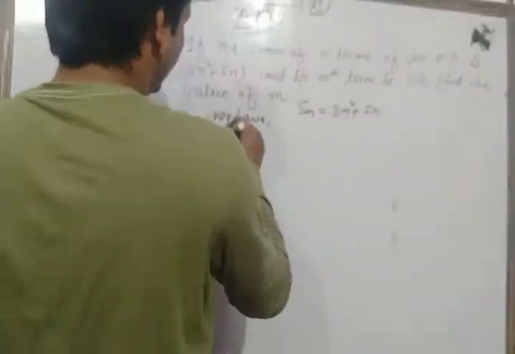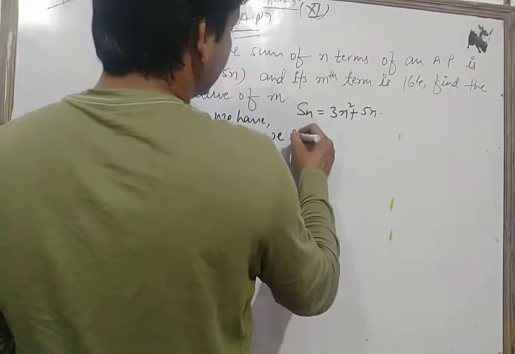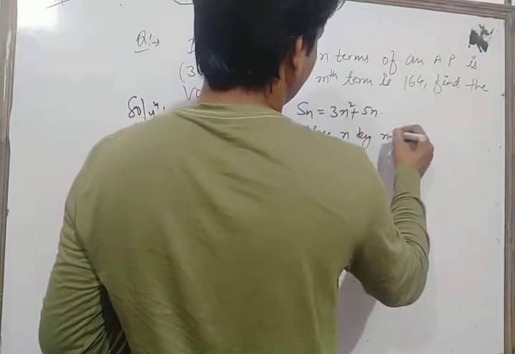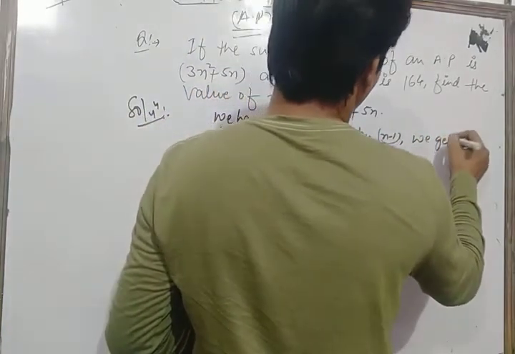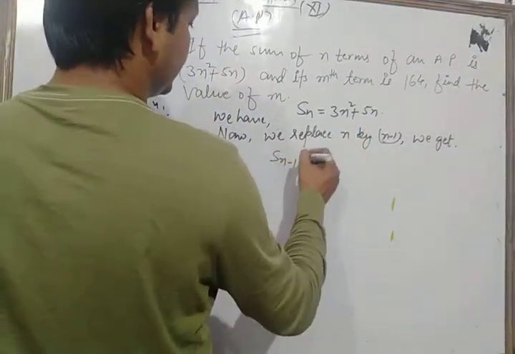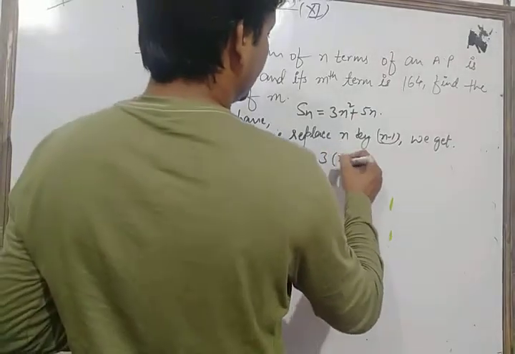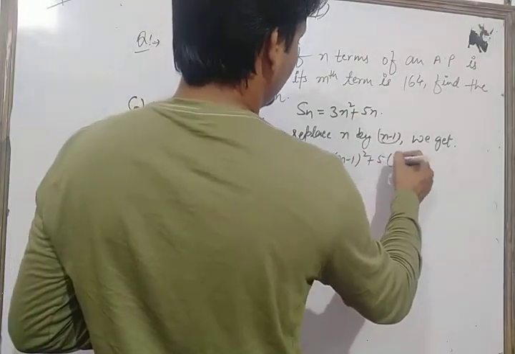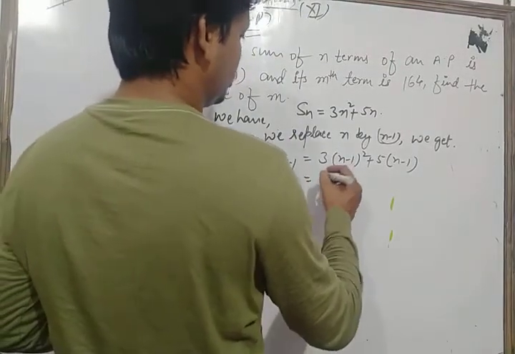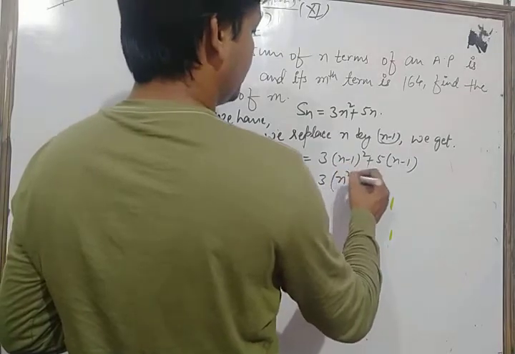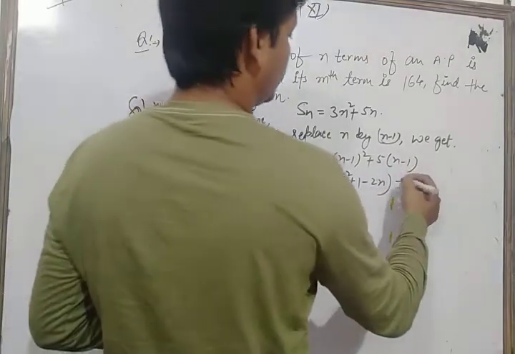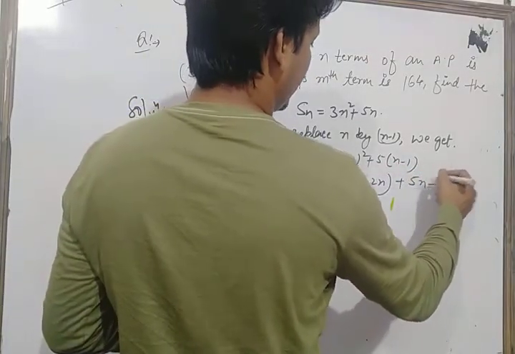Now we replace n by n minus 1. If we replace n by n minus 1, then Sn minus 1 is equal to 3 into (n minus 1) whole square plus 5 into (n minus 1). Okay, so Sn minus 1 is equal to 3 into (a square plus b square minus 2ab), meaning minus 2n, same as before. Now we multiply 5 by (n minus 1), which gives 5n minus 5.